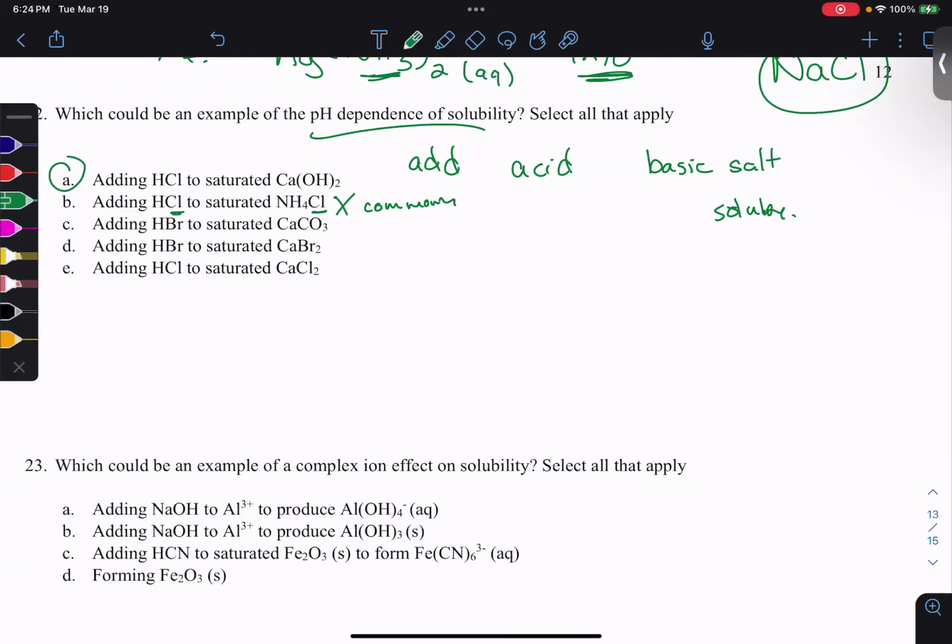All right, so adding HBr to calcium carbonate. HBr is a what? Acid. Calcium carbonate's a what? Is it a base? It's eggshells. Eggshells, yes. So yes, C is also an example. That's the dissolving eggshell egg thing.